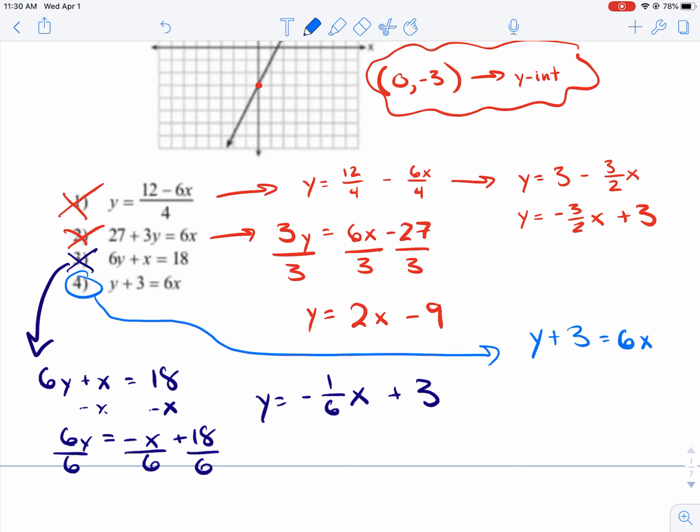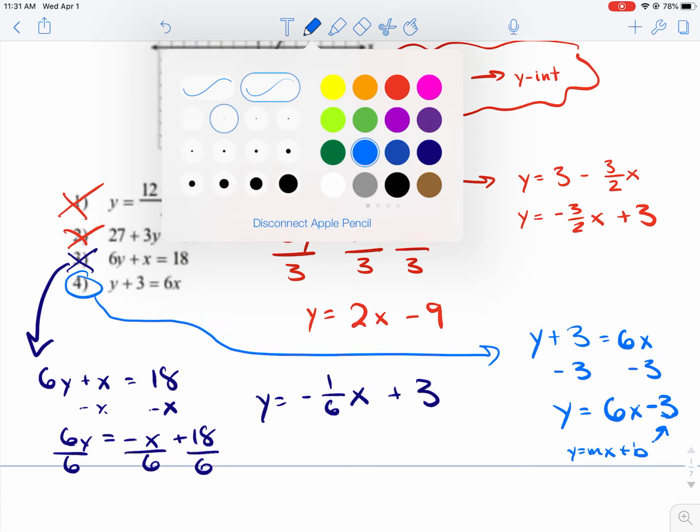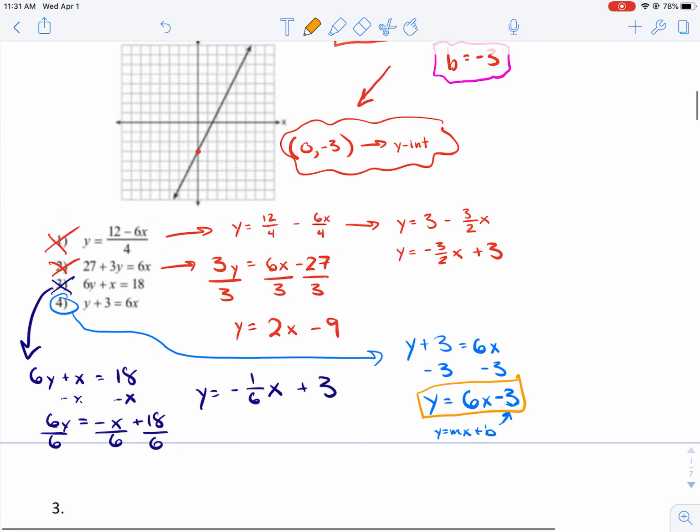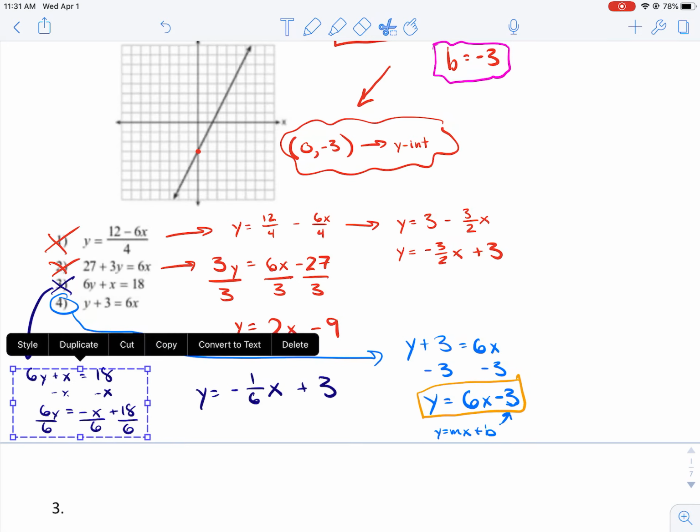But let's show why. Okay? So we're going to have y plus 3 is equal to 6x. All right? In order to get y by itself, all we'd have to do is just subtract 3 from both sides. We get 6x minus 3. So here we go. We have a y-intercept. Again, this is y equals mx plus b. In this case, our b is negative 3. So our answer is 4.